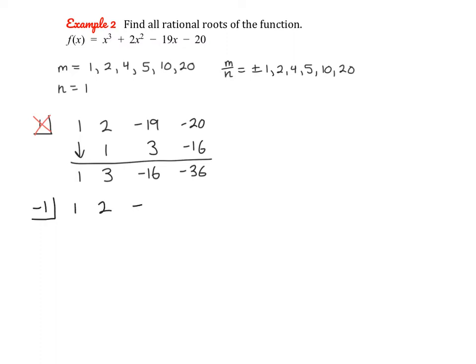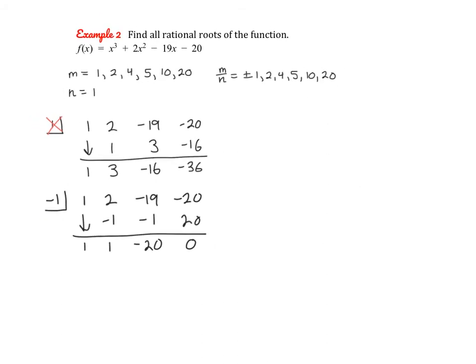So list out those same coefficients. So we multiply and add, multiply and add, multiply and add. So here, since we found a remainder of 0, that means that this is one of our answers. So this actually worked. Now, because negative 1 is the 0, I'm going to keep track up here. That means that the factor would be x plus 1.